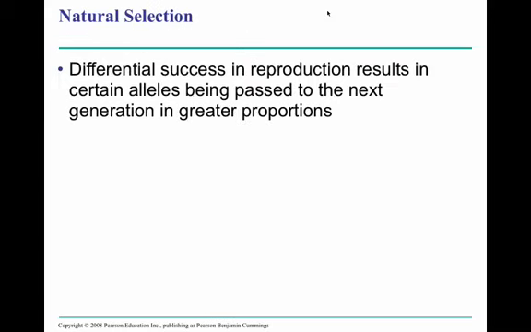Differential success in reproduction results in certain alleles being passed to the next generation in greater proportions. And again, this comes back to all that we saw in the chapter about the Darwinian view of evolution, right? That there's overproduction, so there's competition, and what comes out of that competition is that certain individuals that have particular alleles that are best suited to that environment are going to be leaving more offspring. Well, that translates into certain alleles being passed on to the next generation in greater proportions.